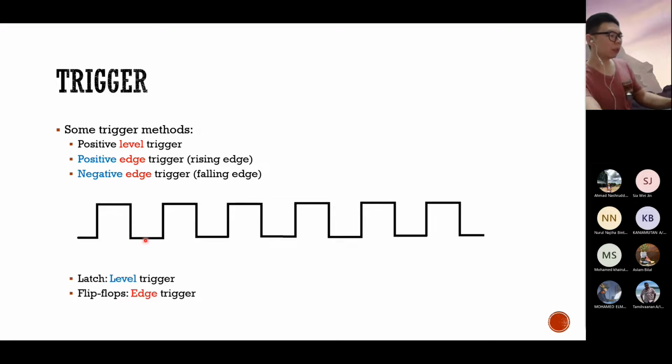Okay, so the main difference is that latches function on level, which means a latch will function only when the level is high over here, and flip-flops function only when you have a trigger at the edge, the vertical line.